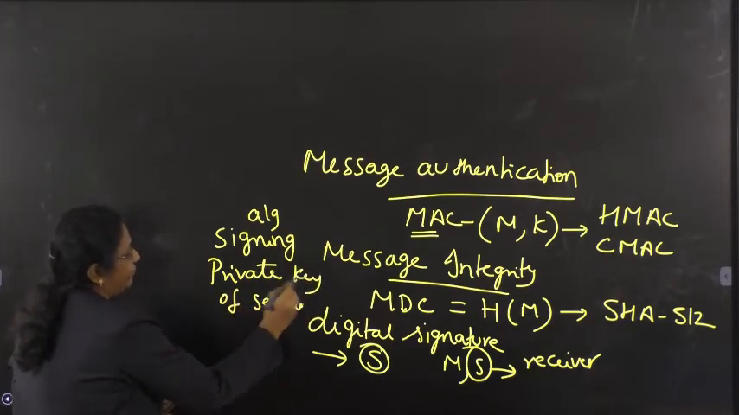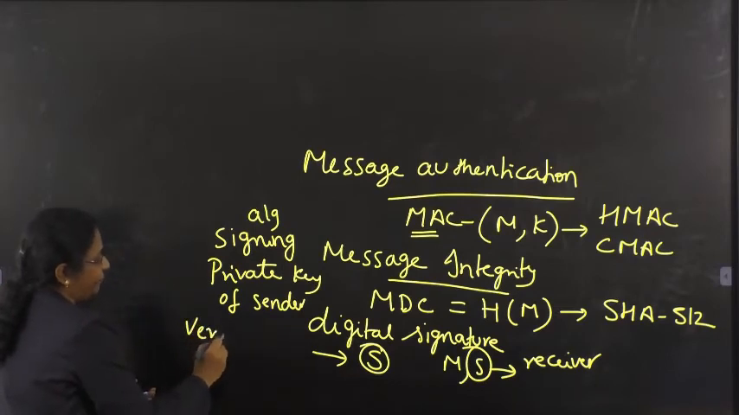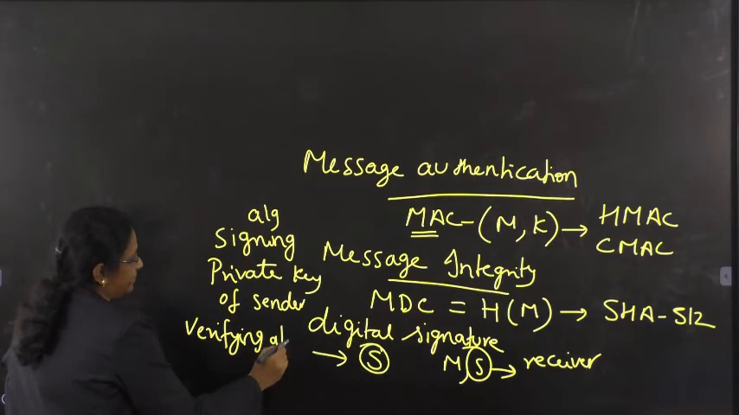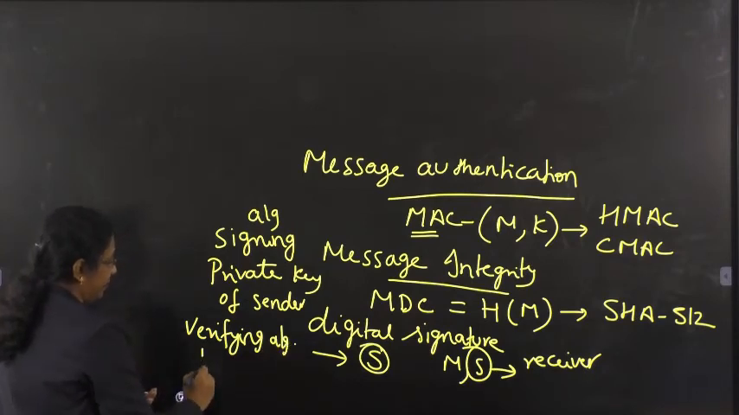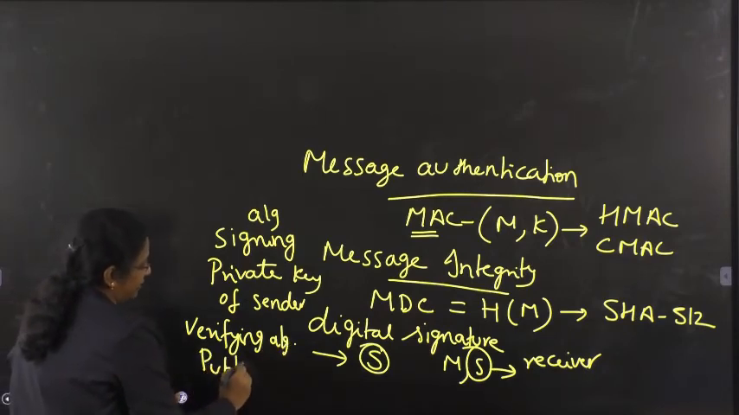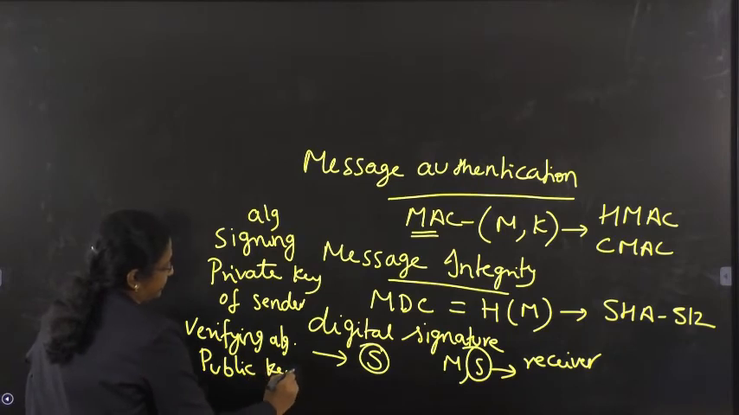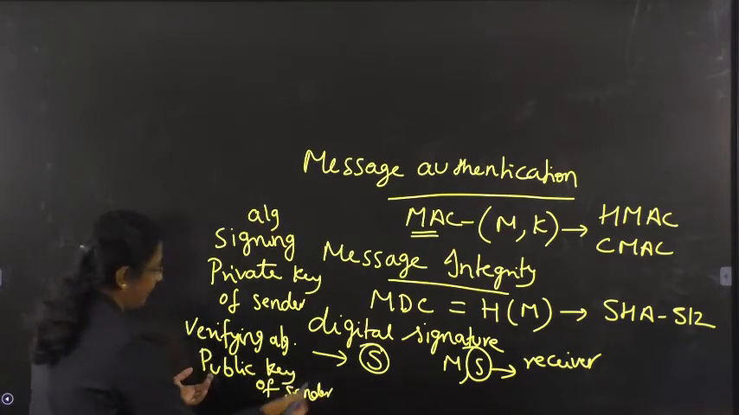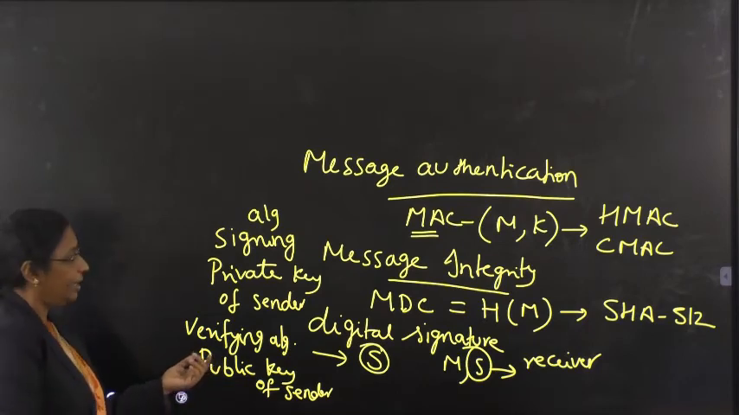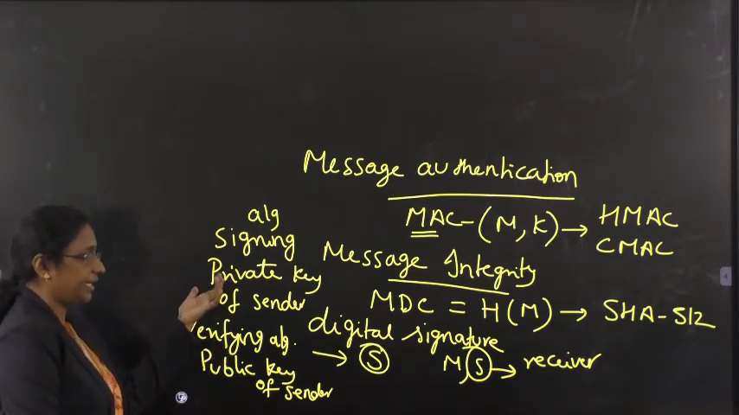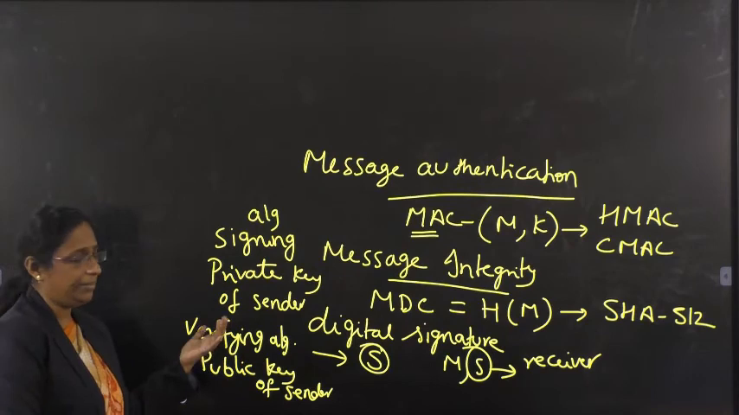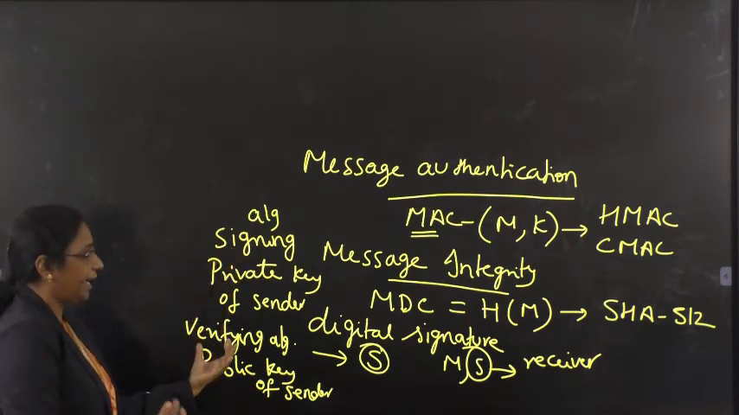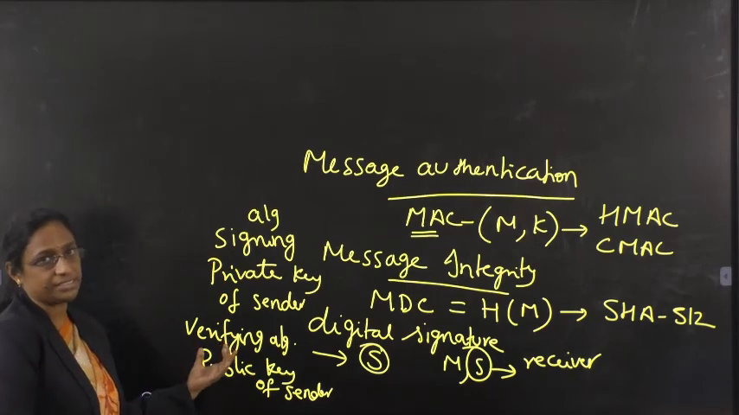And the verifying algorithm takes the public key of the sender. Using the verifying algorithm and the signing algorithm, the signing algorithm is used to create the signature, and the verifying algorithm verifies the signature.